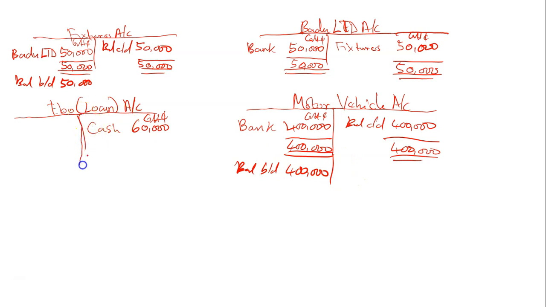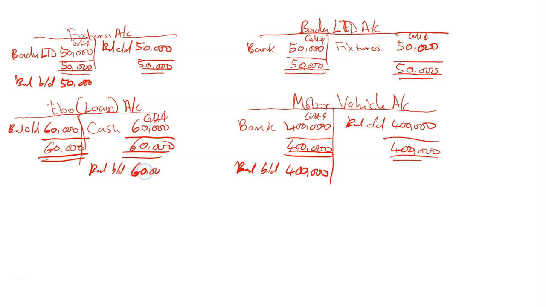Then when we come to the loan side also, the total will be 60,000, and then this side will be what? 60,000. So balance carried down will be 60,000, and then balance brought down will be 60,000. So we are done with the balancing of the accounts. So let's prepare a trial balance quickly.